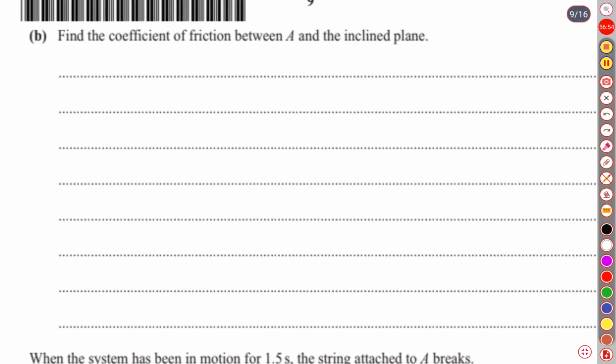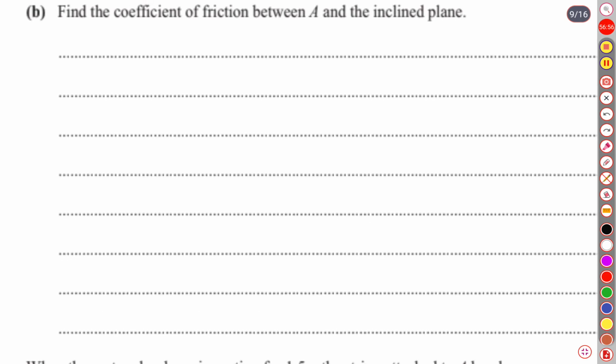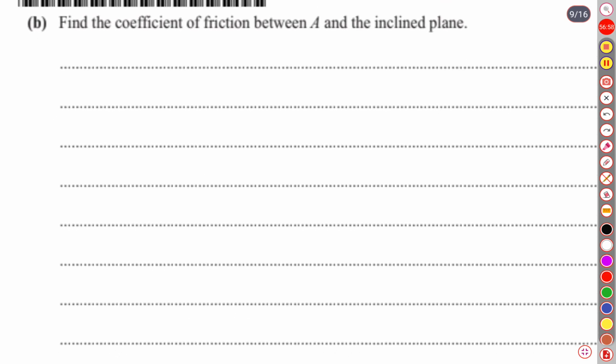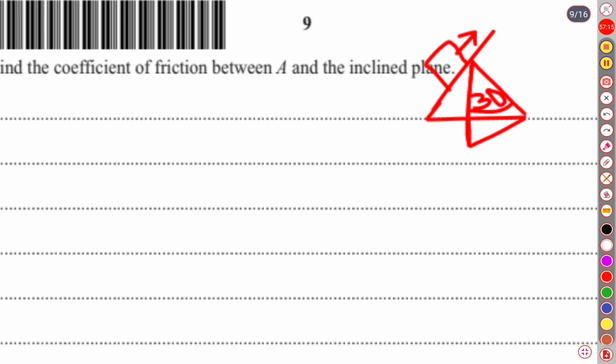Find the coefficient of friction between A and the inclined plane. So this is for A. For A, we'll have to draw a diagram. Let us draw the diagram. The diagram will look like this, it is moving upward. This is what the system can be, and it is all about particle A.